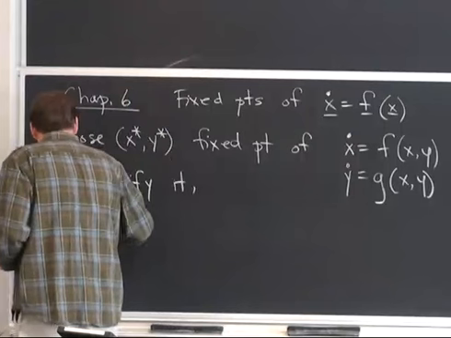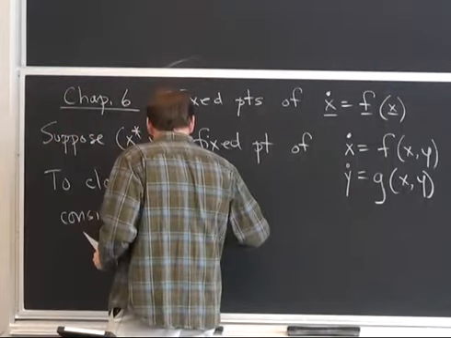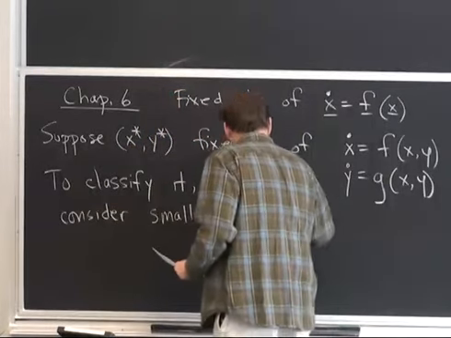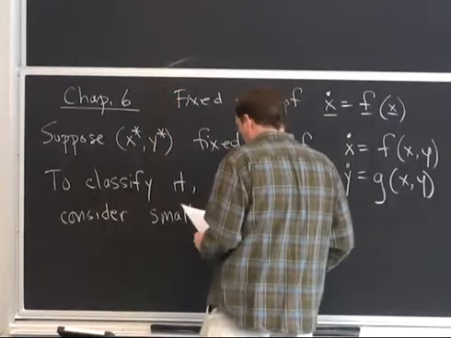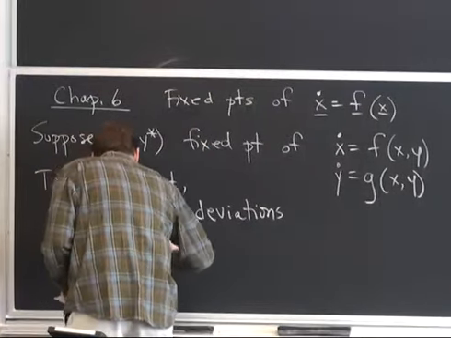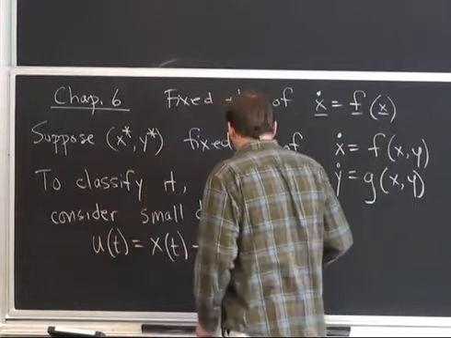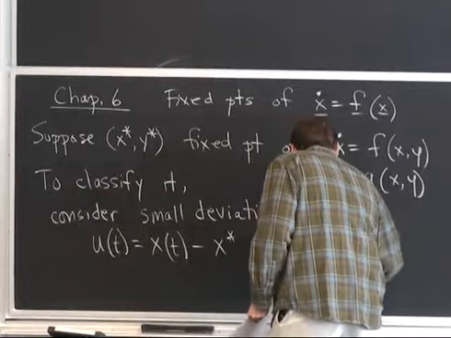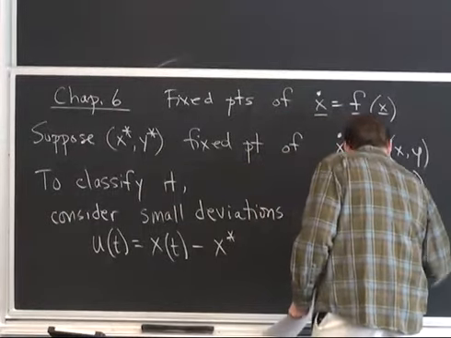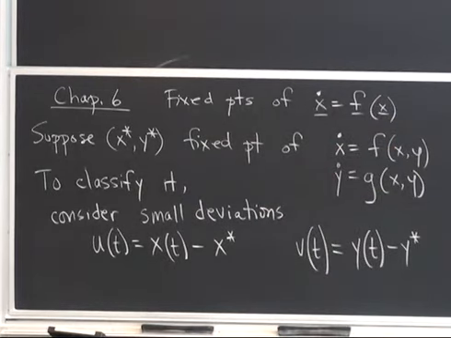And so let's consider small deviations away from it, which we'll call u and v. So u of t would be x of t minus x star. And v of t is the same thing for y, y of t minus y star. So we're sort of moving the origin of our coordinate system to the fixed point, and we want to see what happens in the neighborhood of that point.